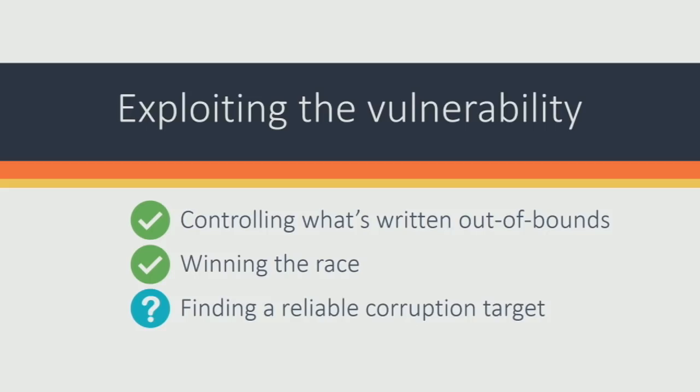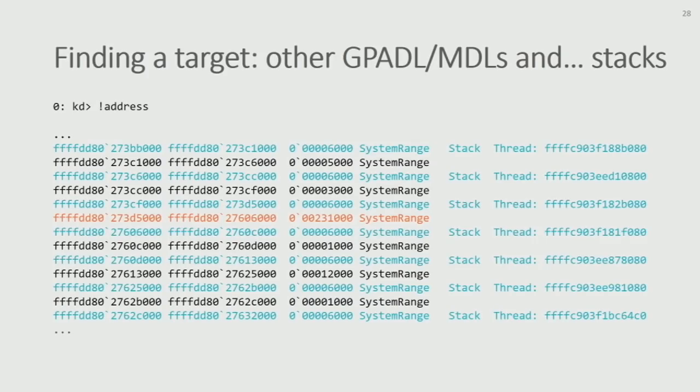It's pretty great. The only thing is, we still have no idea where our buffer is. We have no idea where we're actually corrupting. It's kind of annoying. Pulling up KD, doing bang address, what you're going to see is that there's a bunch of other GPALs and other MDLs allocated into that memory region. But the other thing that is allocated in that memory region, which is really nice, is kernel thread stacks. And that is a very juicy attack target. Because really, all you have to do is overwrite one return address on there, you get ROP, and you're done. So it's kind of a blessing.